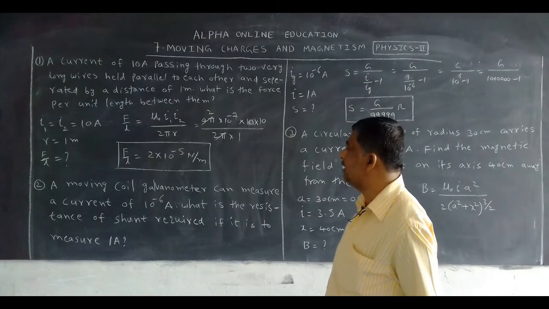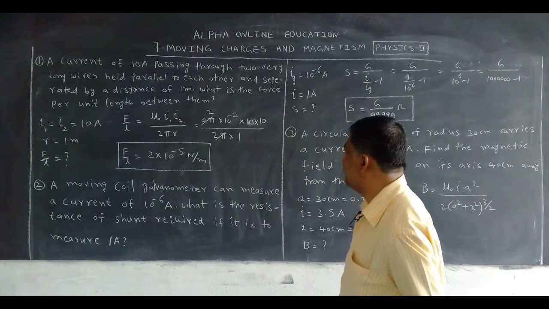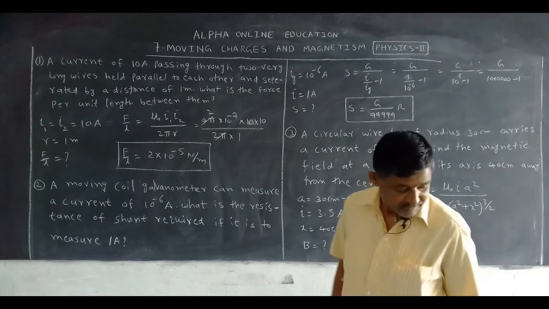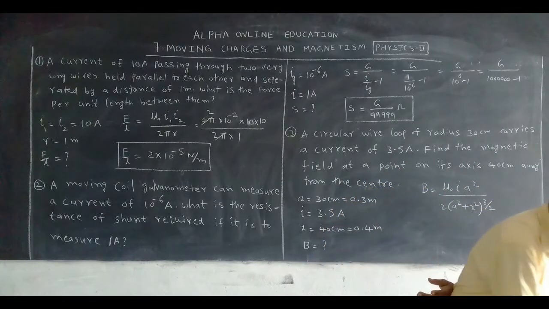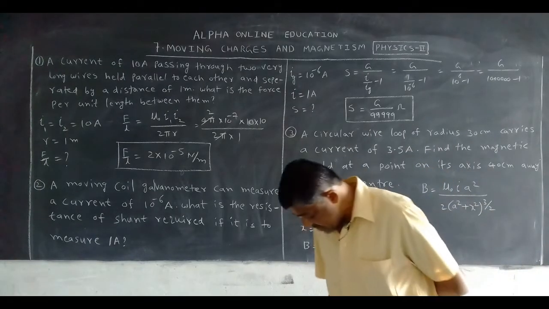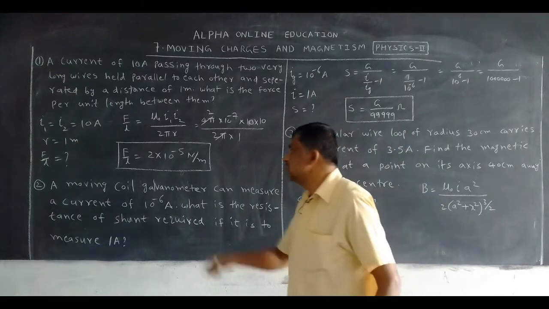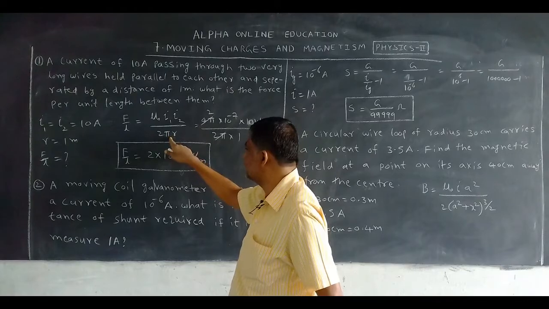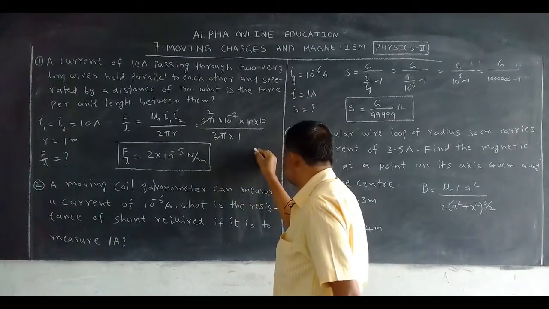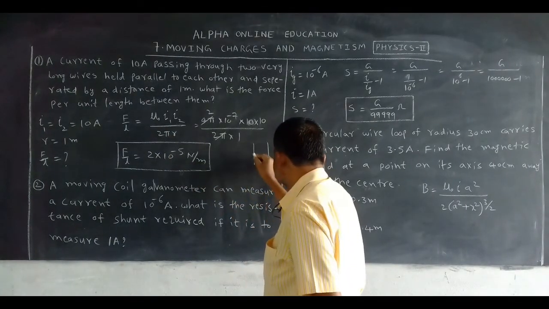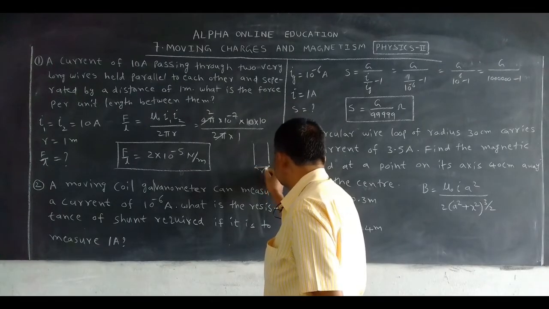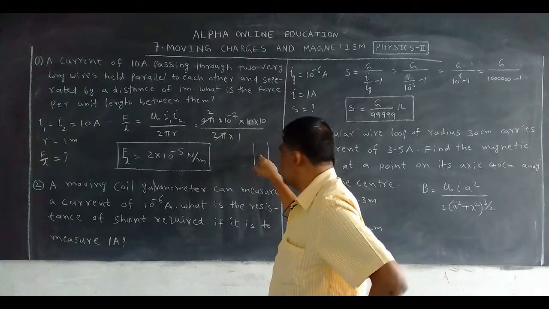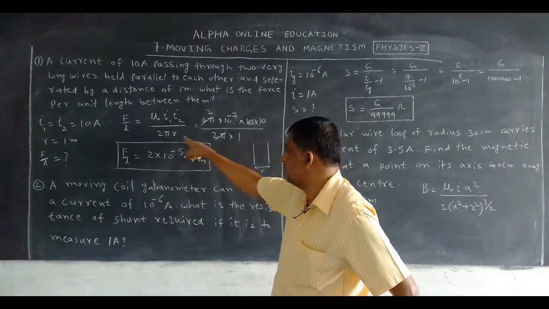Okay. Now, the first problem: a current of 10 ampere passing through 2 very long wires held parallel to each other and separated by a distance of 1 meter. What is the force per unit length between them? This problem is solved by the equation F by L = mu 0 I1 I2 by 2 pi r. This is the equation when two straight conductors are separated by a distance r. We have studied this, and this is the formula for how much force acts between them.